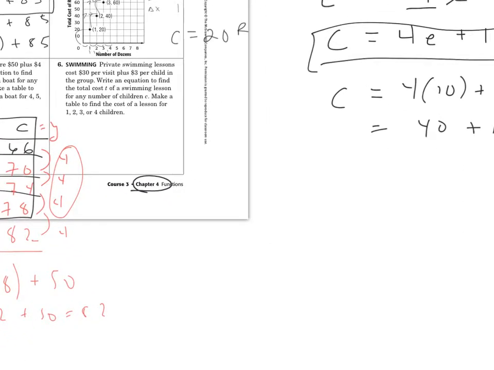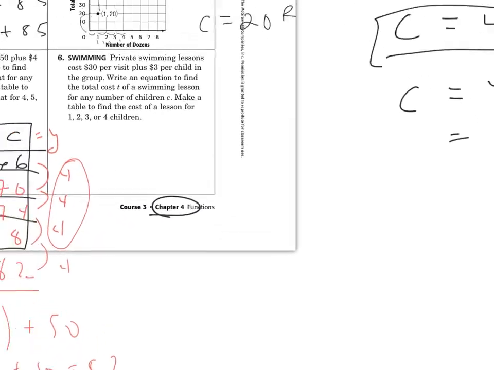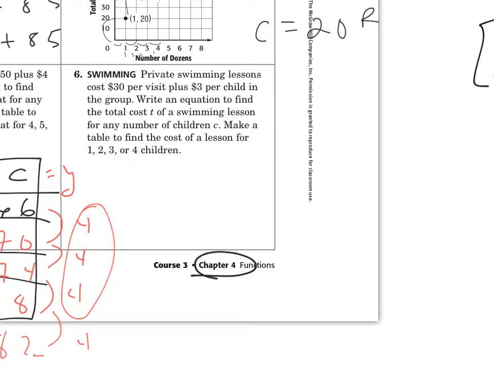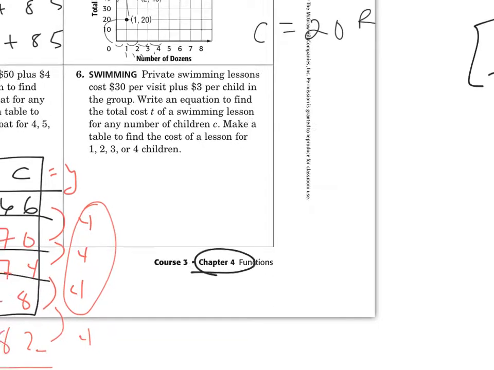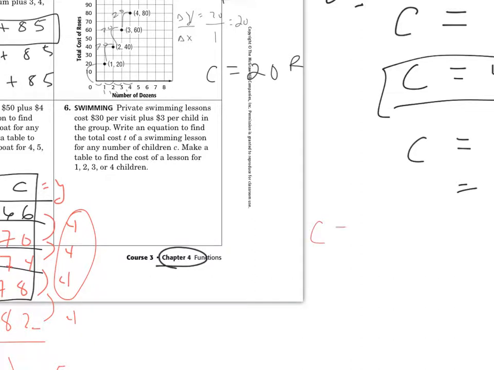Number 6, it says private swimming lessons cost $30 per visit plus $3 per child in the group. So our cost is equal to 30 per visit. Whoops. So I want to redo that so it looks cleaner. So it's $30 per visit plus $3 per child.